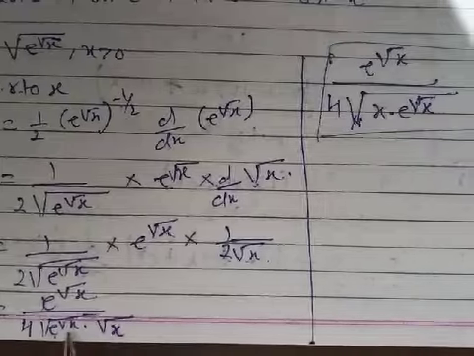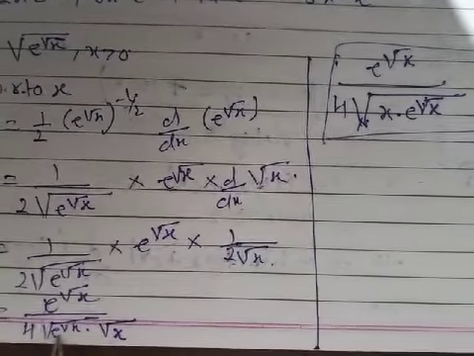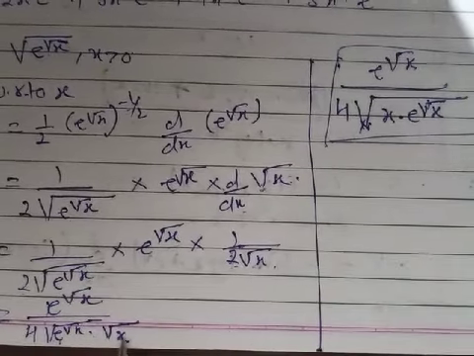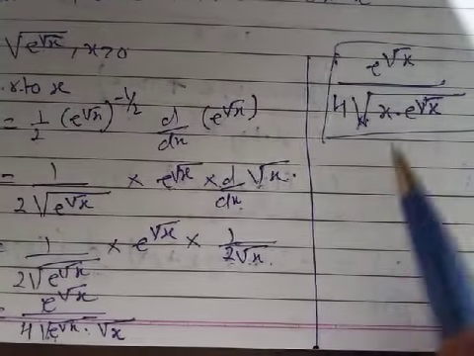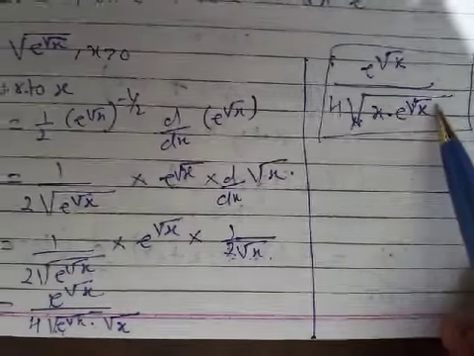It will not be multiplied because root x is up and this is root x. e raised to root x and into root x. So there is a difference. But this common root can be taken. So x will go in multiplication. So 4 root x into e raised to root x.